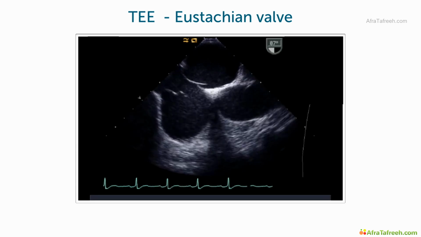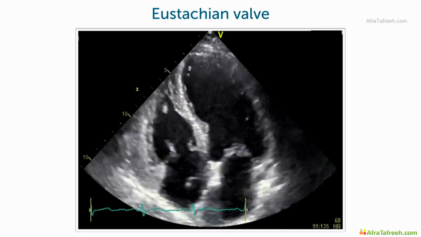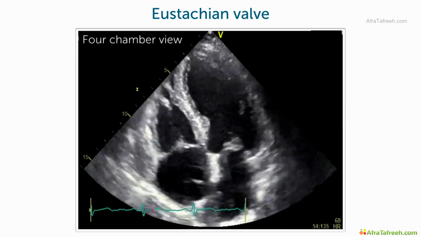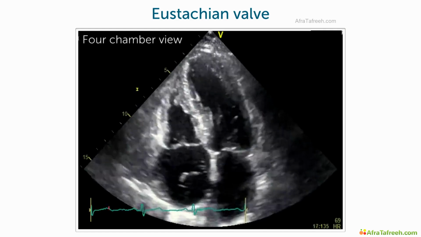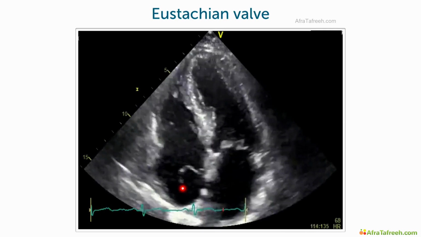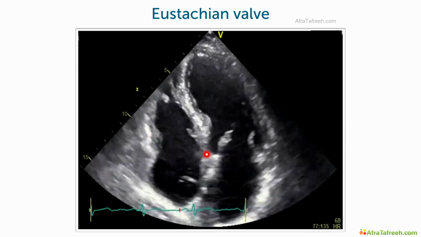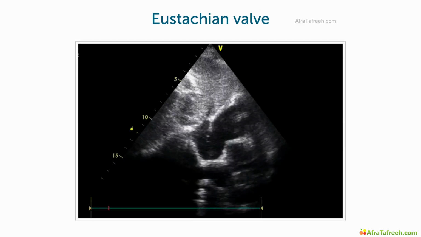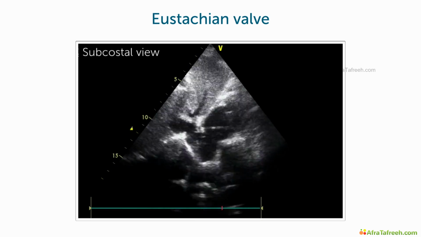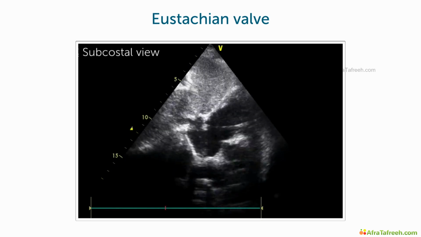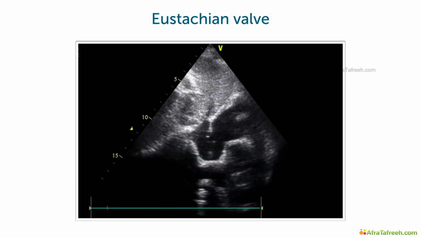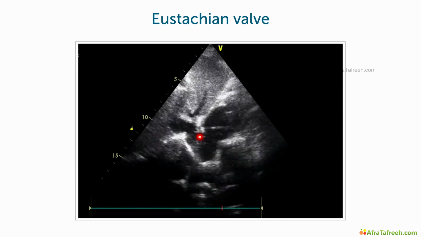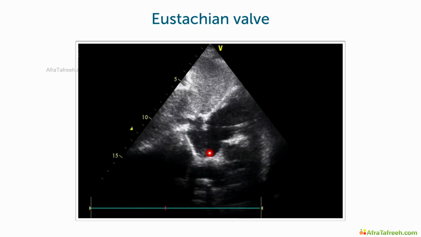Now, in which other views can you see the Eustachian valve? The four-chamber view, as I mentioned previously, this is another example. Very long Eustachian valve right here, but also in a subcostal view, because that's where you see the inferior vena cava. And since the Eustachian valve is located there, it's also nice to use this view to display the Eustachian valve.